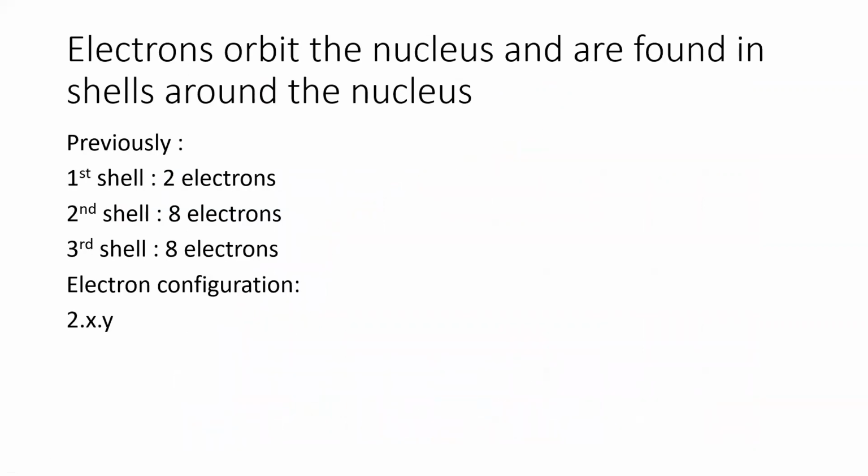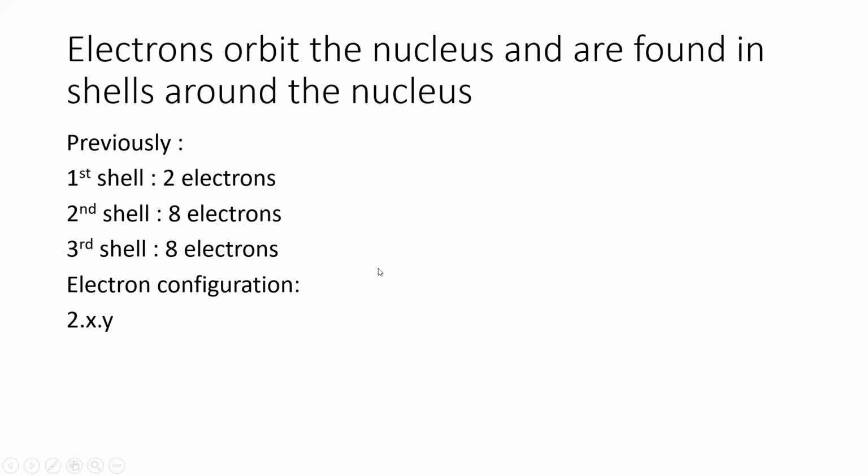Okay. So previously we know that electrons orbit the nucleus and are found in shells around the nucleus. The electrons oscillate around the nucleus in a shell. So previously, the first shell contained 2 electrons, the second shell contained 8 electrons, and the third shell contained 8 electrons as well. And the electronic configuration was of the form 2.x.y, where x and y are digits. For example, 2.8.8 or 2.8.1. However, that has changed now.